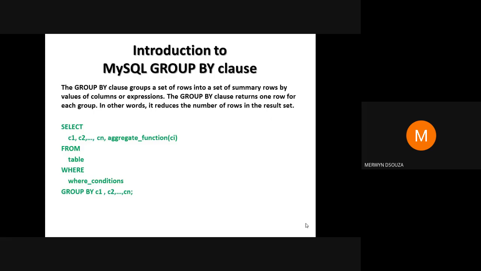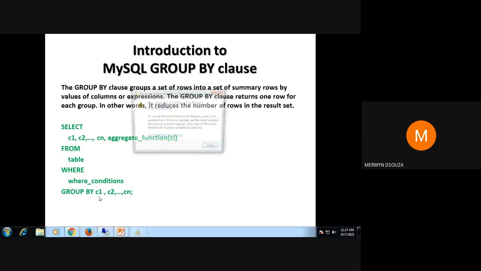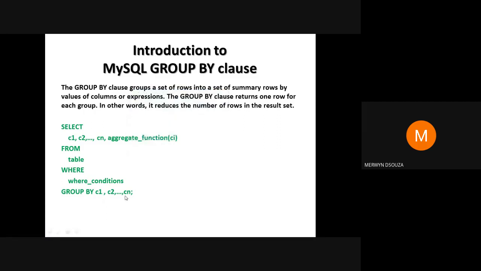The following is the syntax of the group by clause. So you have select the names of the columns separated by commas, some aggregate function you could use in brackets, the name of the column on which you are applying the aggregate function, from table name where the conditions, group by and the columns. So the columns are separated by commas.